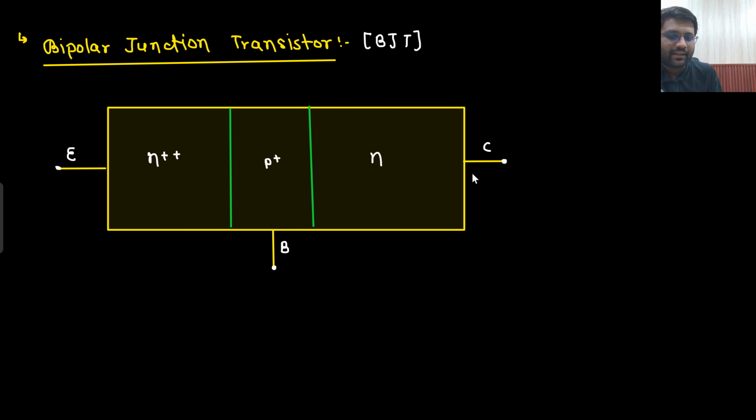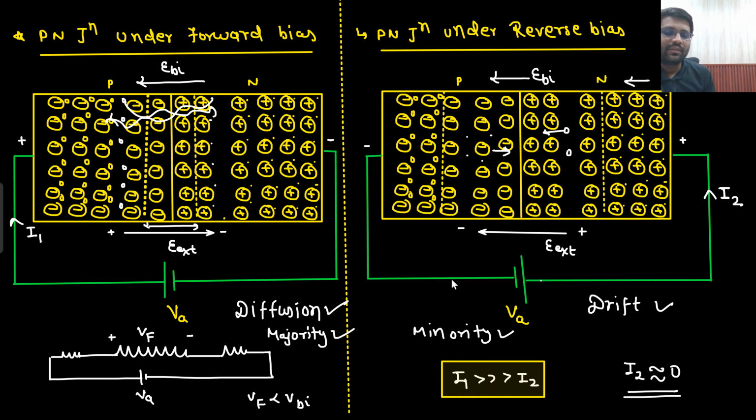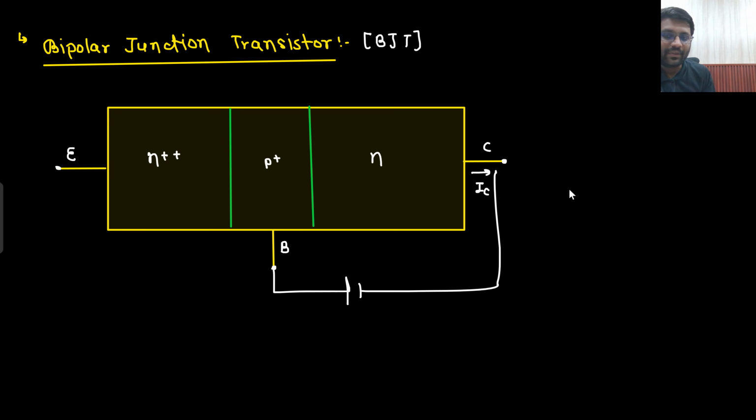I want this collector current. Okay, sir, you want this collector current, what to do? Sir, you forward bias it, you will get the collector current. Sir, you are having NPN, no? So just forward bias it, you will get the collector current. If I just want to make it forward biased, then I could have simply gone to a PN junction only, no? Why am I coming to NPN?